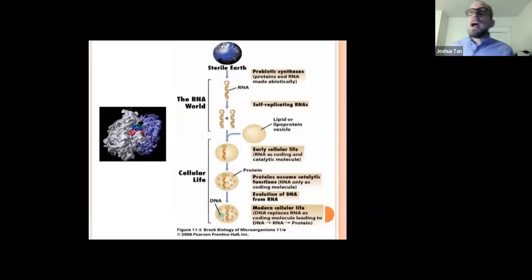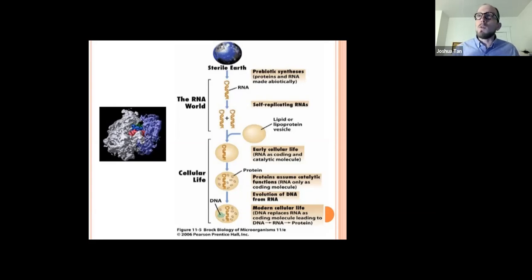This is another way of looking at what that might seem like. You start with an Earth that does not have any living things in it, but does have RNA. Proteins and RNA are made, as it says in this slide, abiotically, without life. RNA is able to self-replicate, and it's able to have chemical reactions that occur that bind it to proteins and also allow it to transfer information from one place to another.